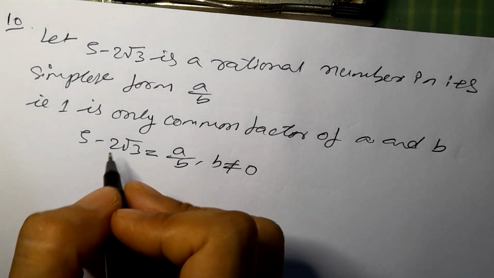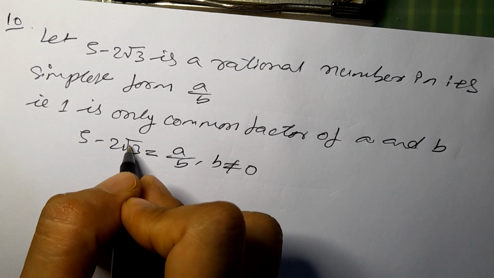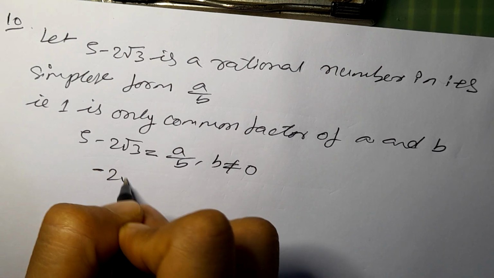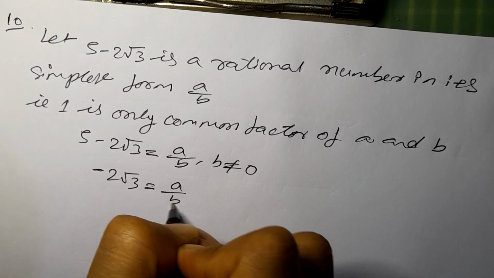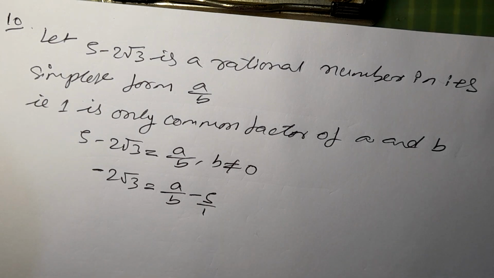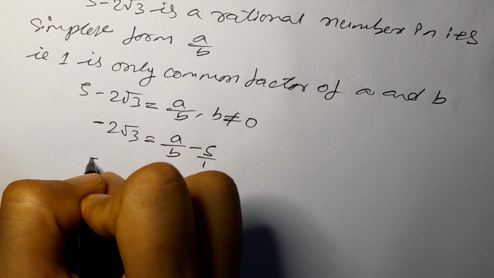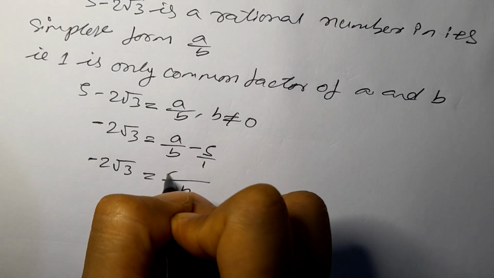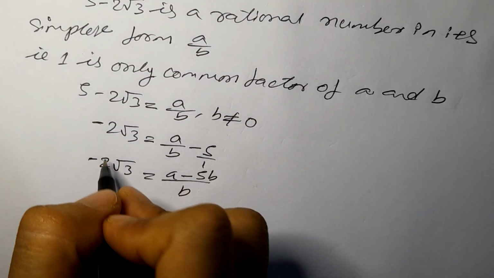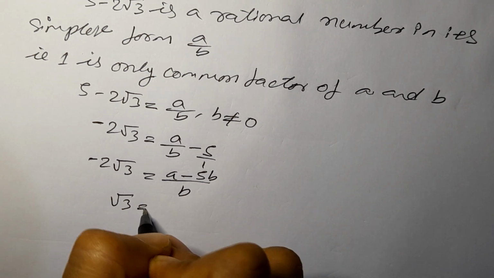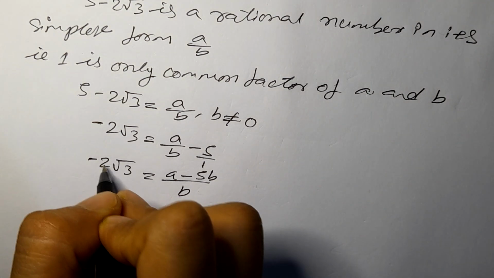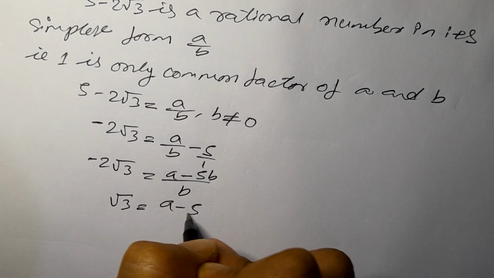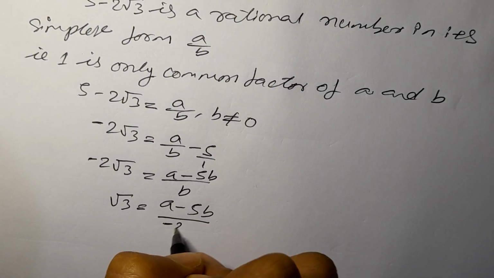Our main target is to keep root 3 on this side and the rest on that side. So 5, if it goes to that side, will be negative. Minus 2 root 3 is equal to a by b minus 5. Make it a fraction divided by 1. So minus 2 root 3 is equal to, take the LCM b, a minus 5b. Now take the minus 2 to that side. Check the operation between this 2 and root 3. It is multiplication, so it will be divide. So root 3 equals a minus 5b divided by minus 2b.